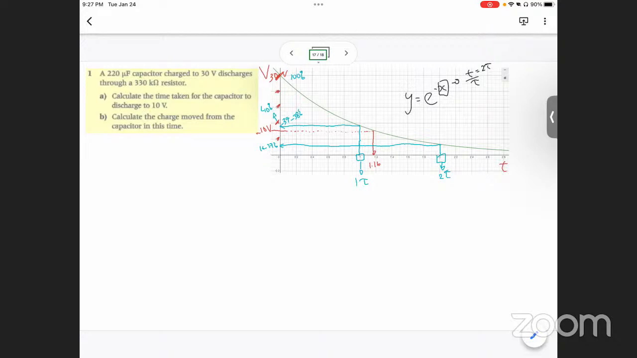Now, tau is a constant. This thing is time. 1 represents that the time is actually 1 tau. Tau is a number, because tau is supposed to be a unit of time.